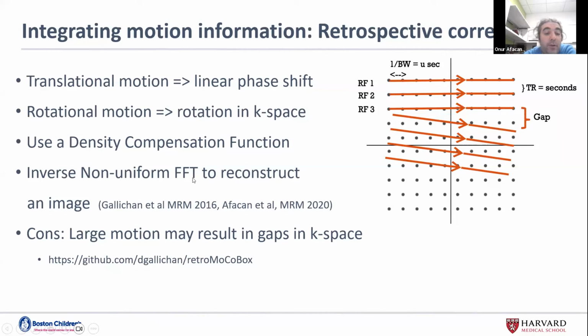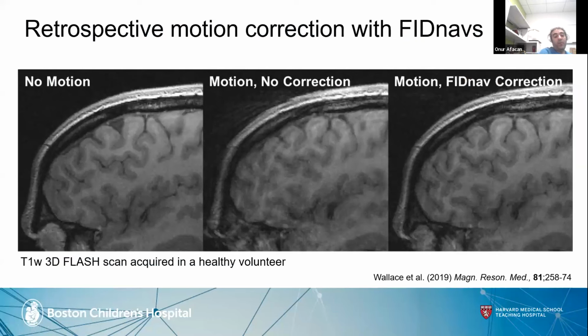What we can do is, instead of taking a standard Fourier transform, use a non-uniform Fourier transform and get motion-free images. Here is an example from one of our studies. The image on the left is a no motion case. The image in the middle is a motion case without correction. The image on the right is motion retrospectively corrected using our FID navigators. As you can see, although the images still show some slight artifacts, it is much improved.